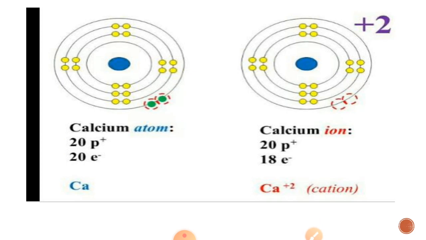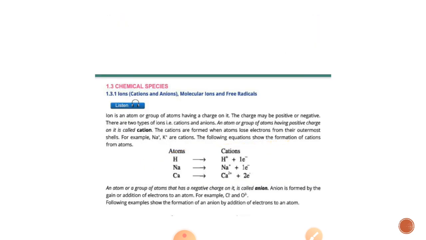Let's do it again. Cations contain positive charge, and how do they achieve that positive charge? By losing electrons, and cations are always positive in charge. Okay, so let's talk about anions.